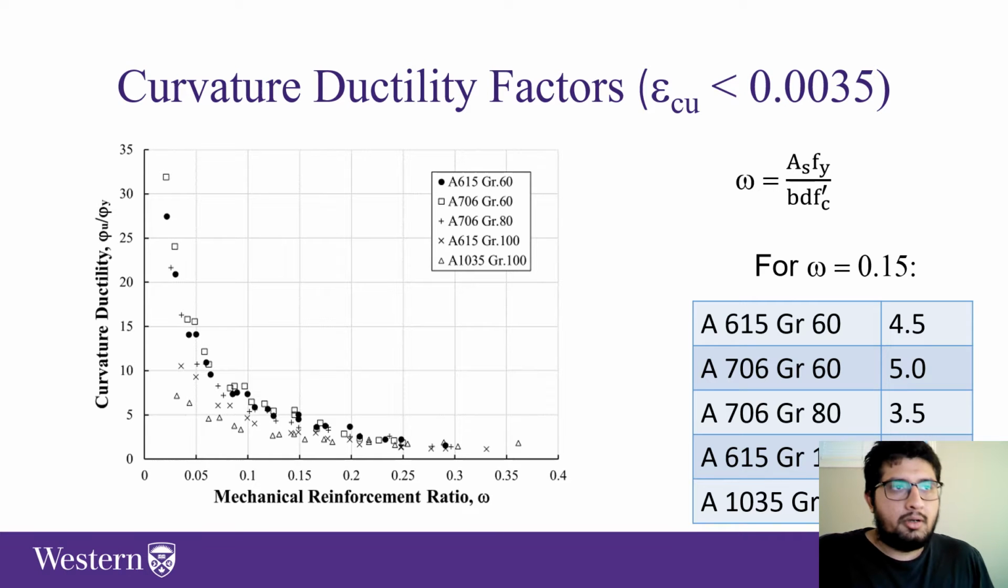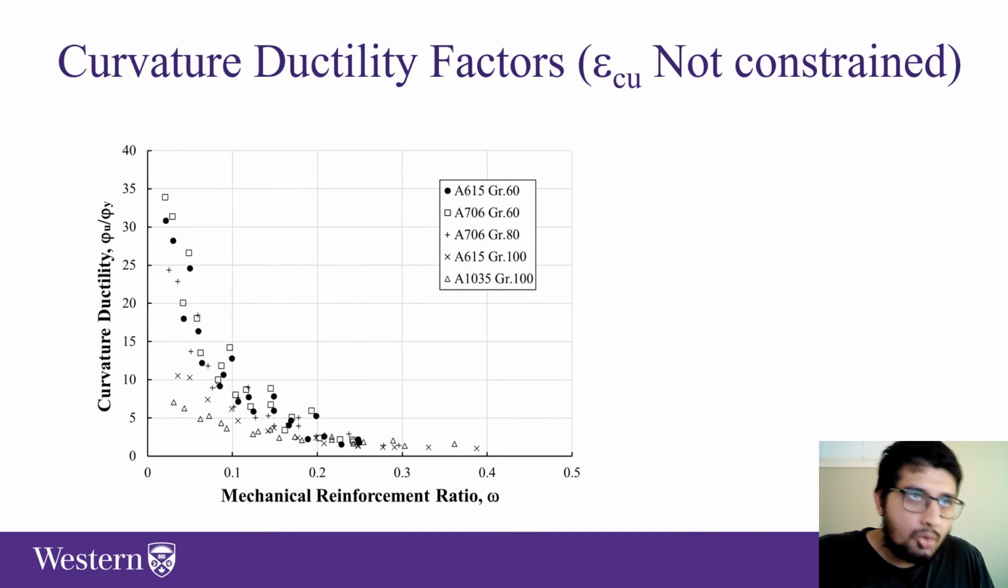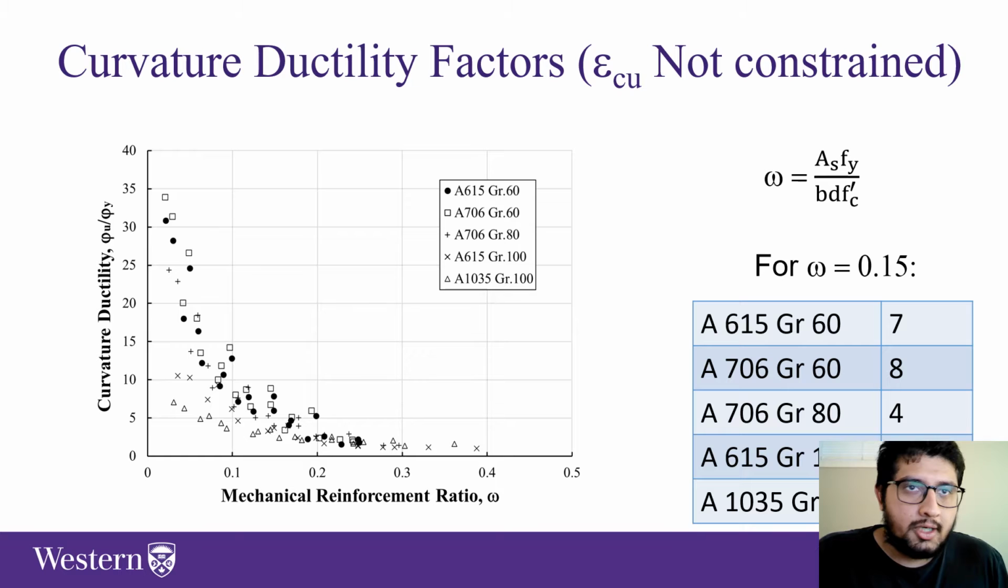And when finding the curvature ductility ratios in this figure from the moment curvature relationship, it was assumed that the extreme fiber concrete compressive strain was limited to a value of 0.0035, which in the second figure here was removed. And if we take a look at a mechanical reinforcement ratio of 0.15 again, A706 grade 60 still has the highest curvature ductility ratio, but it's slightly increased, and A615 grade 100 and A1035 grade 100 still have the smallest curvature ductility ratios.